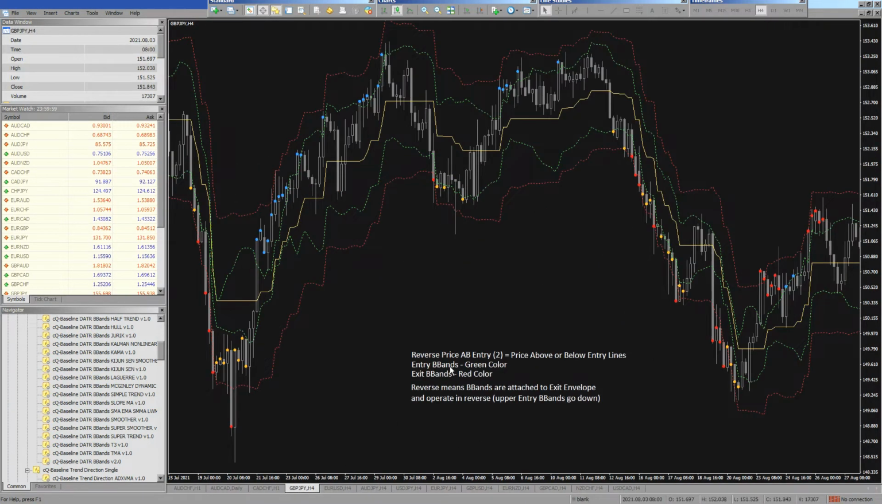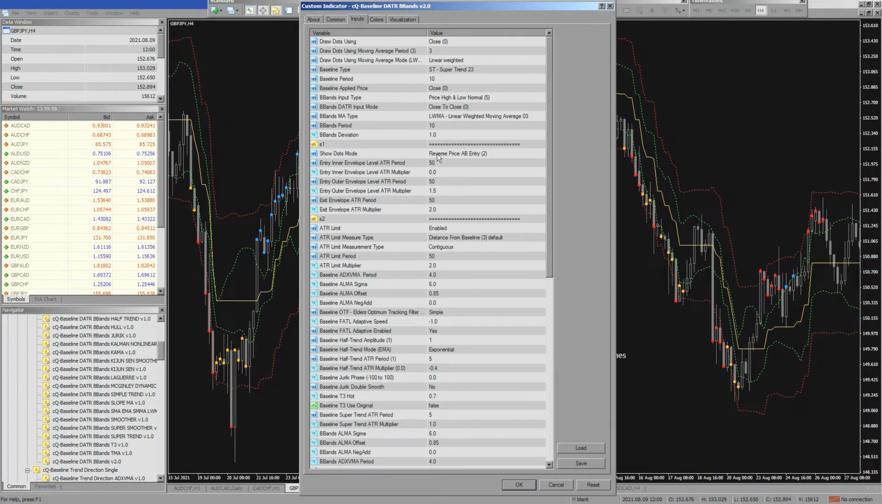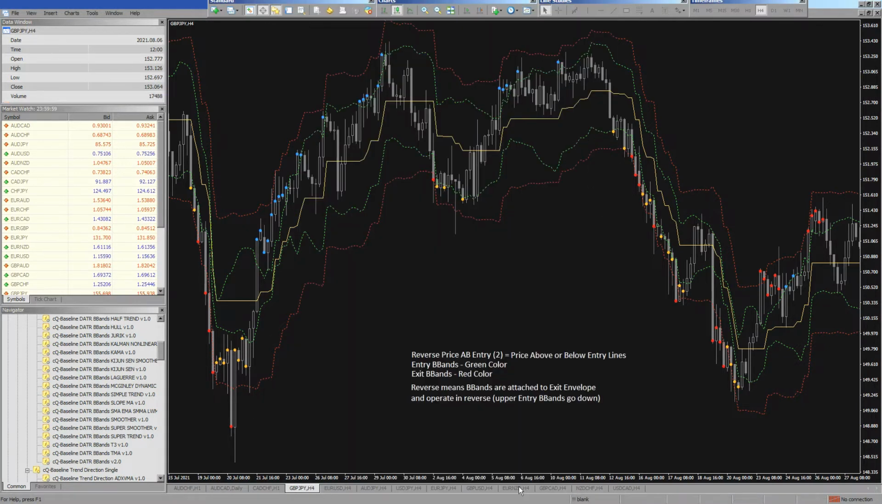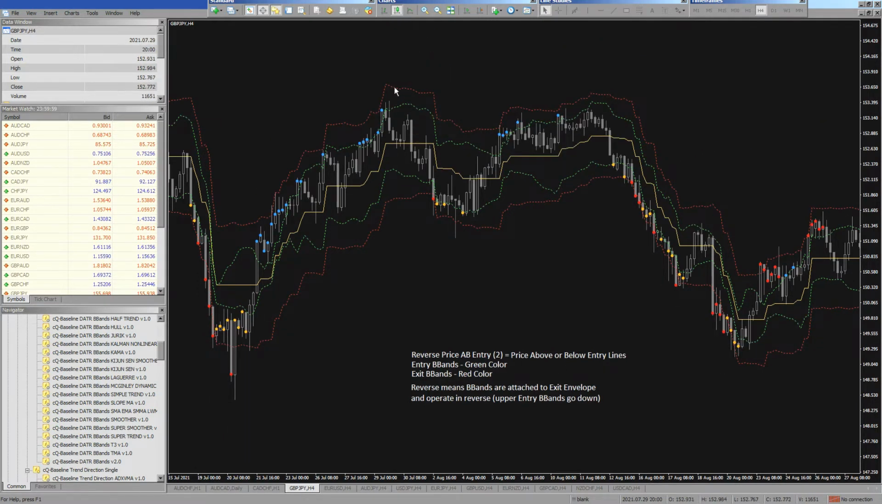The next one, go here, we're now using the reverse price when price is above or below the entry. And what reverse means is the Bollinger Band is tied to this upper level, and it's pushing down. The upper one pushes down, while the lower one pushes up. So that's what the reverse basically means. The way it's read is, when price is above or below the entry lines, generate a red dot.